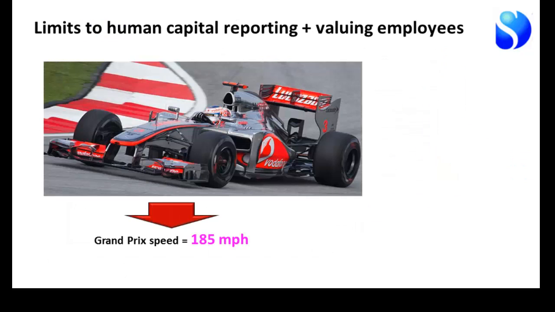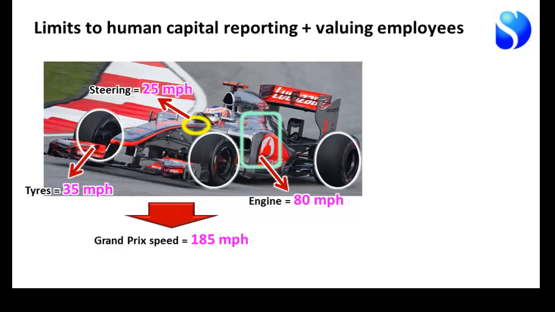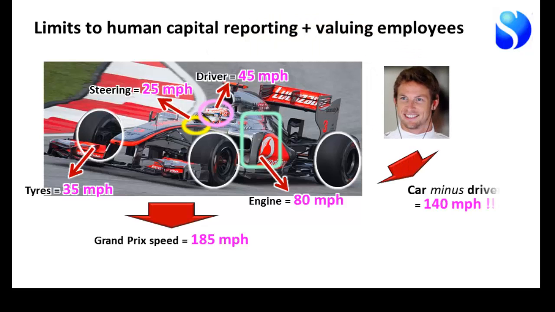So let's go to a rather simpler situation where somebody wants to understand the value of their human capital. And this is Jenson Button going around the Malaysian Grand Prix at 185 miles per hour. And McLaren would like to know how much Jenson Button contributes to that 185 miles per hour. And they do some statistical analysis and they figure out that the tyres contribute 35 miles per hour, the steering contributes 25 miles per hour, and the engine contributes 80, which must mean that the driver contributes 45. So by a simple process of arithmetic, what you can work out is that the car without the driver would go around the track at 140 miles an hour.